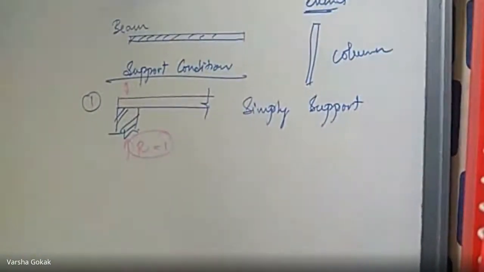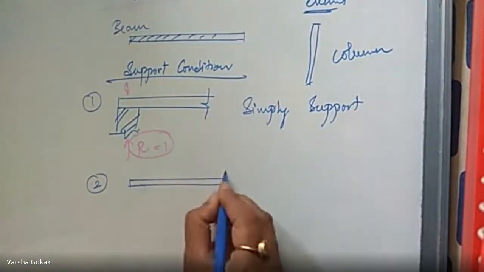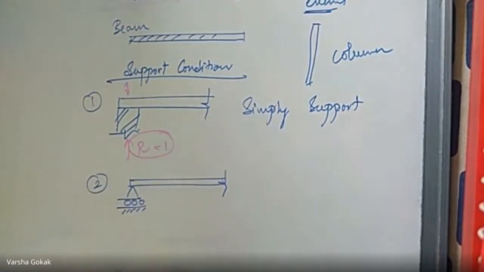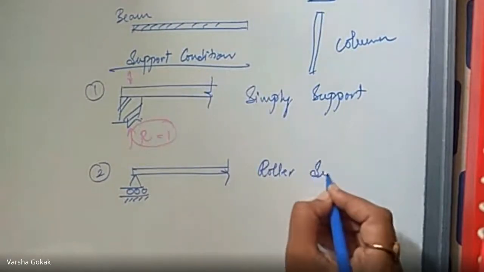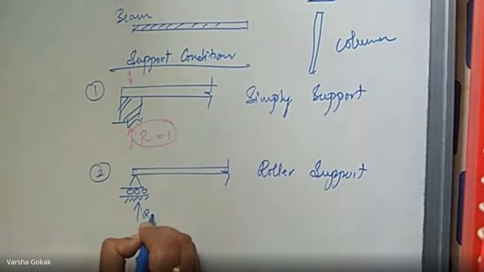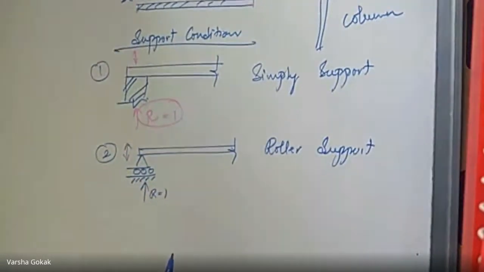Second, we have a beam like this, placed on some support which is called rollers. What type of support is this? This is called a roller support. A roller support also has reaction equal to 1, because it is not permitted to move in the vertical direction. So R here also becomes equal to 1.